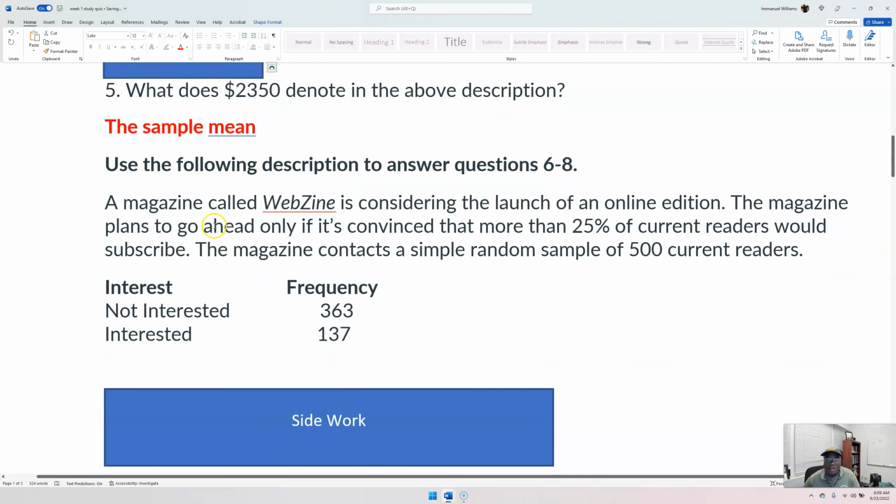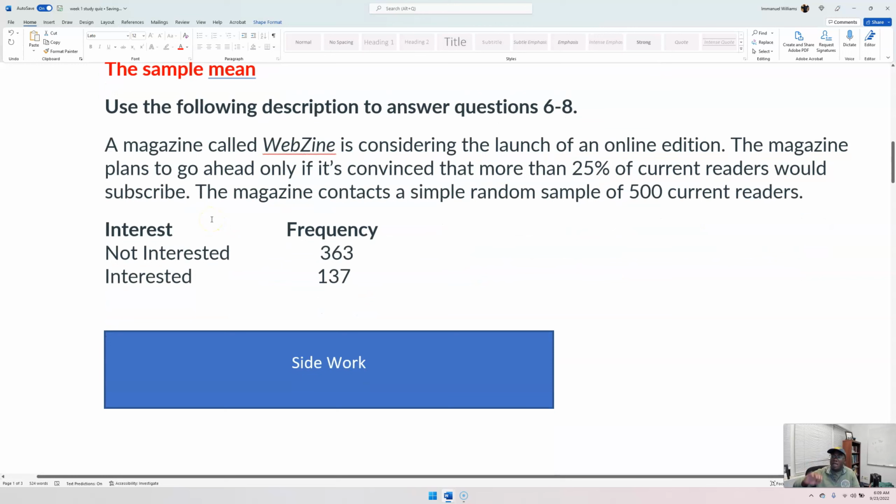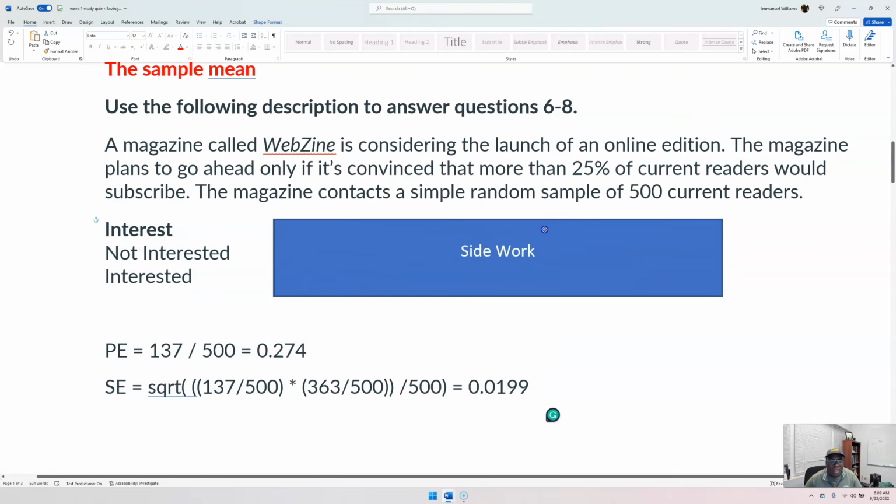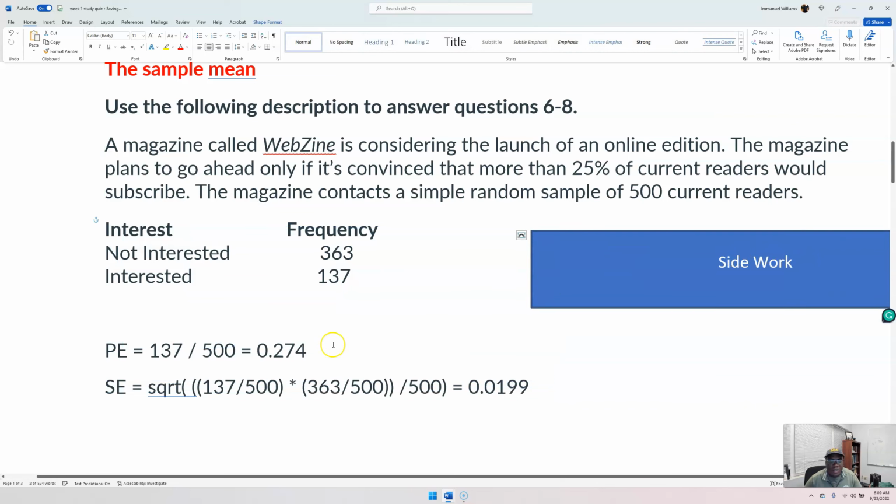Okay. Now this one is actually quite interesting. Go again. I don't want to read to you. I think that in terms of practice, you should try to read it yourself. Okay, so magazine guy. All right, so here I did some side work, and so I already know my point estimate is going to be 0.274 because it's the proportion. Those are the individuals that are interested in this new feature. Is it the new addition?